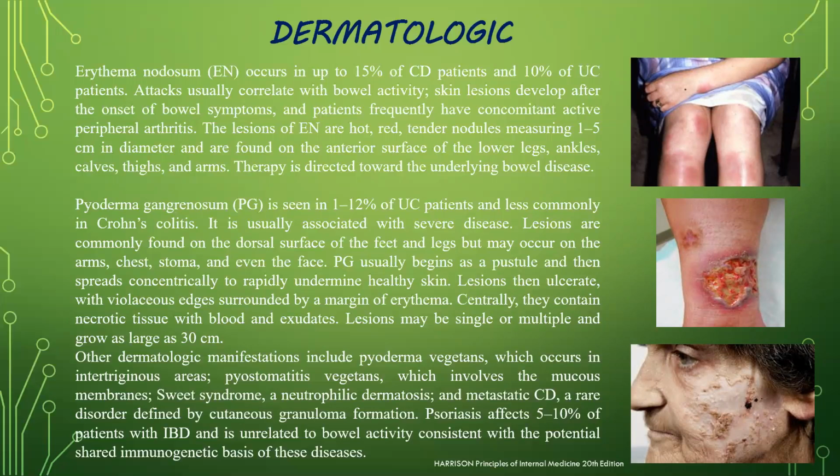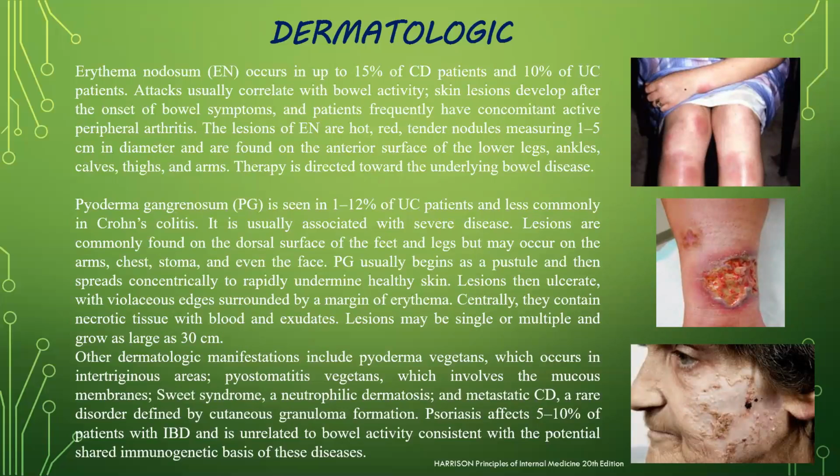The lesions of erythema nodosum are hot, red, tender nodules measuring 1 to 5 cm in diameter, found on the anterior surface of the lower legs, ankles, calves, thighs, and arms. Therapy is directed toward the underlying bowel disease.